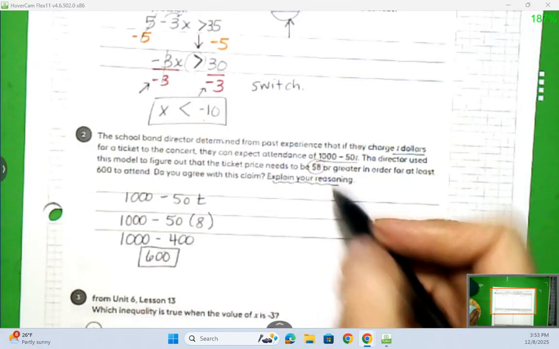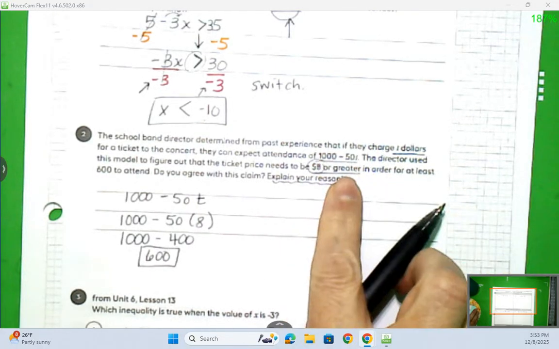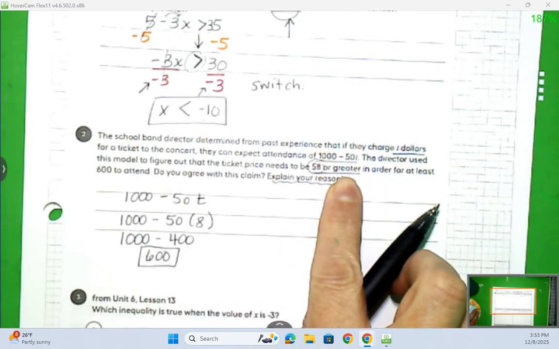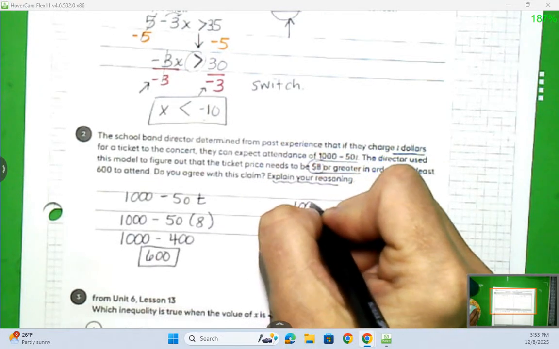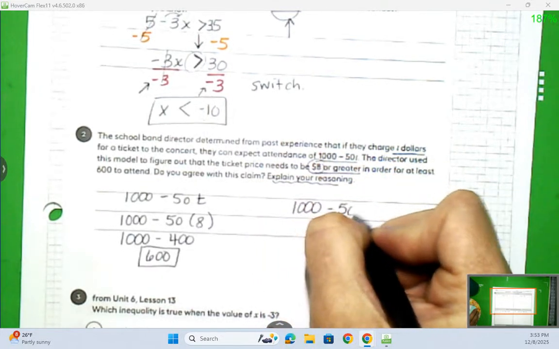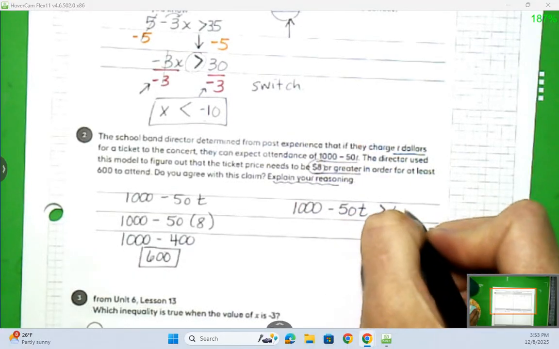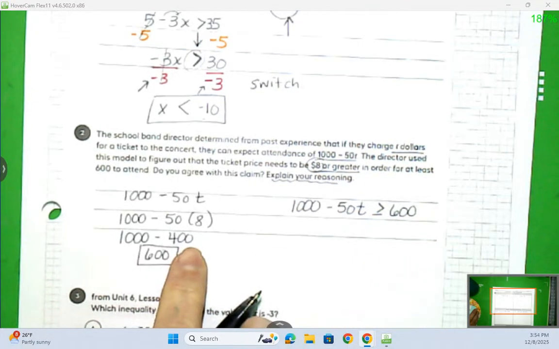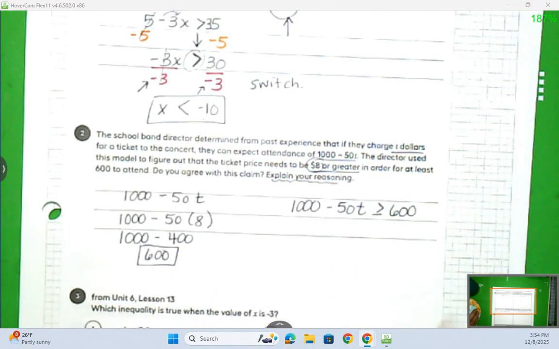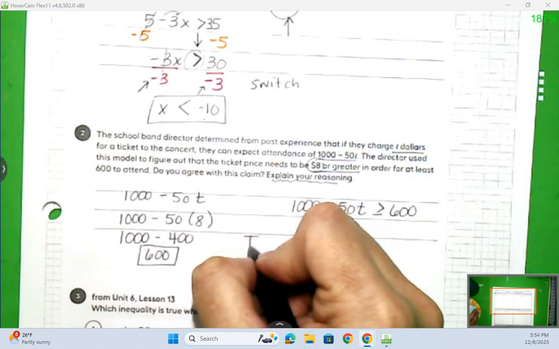Now, in order to think about $8 or greater, we would need to do 1,000 minus 50T is greater than or equal to the 600 because we want at least 600 people to attend or greater. So I need to see if I make that $9, if this will be true, if I'm going to get more people in attendance, or do I need to make the ticket price cheaper to get more attendance? So we can test that out.